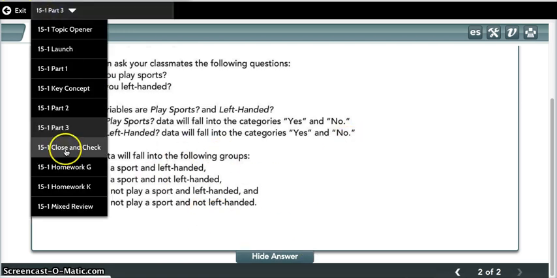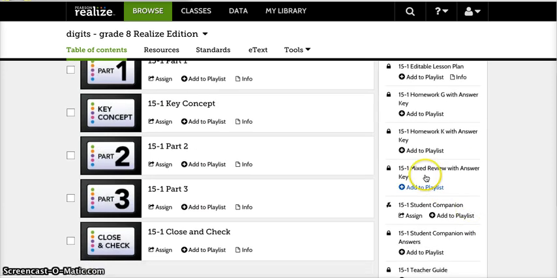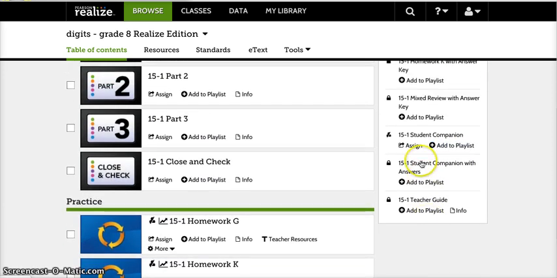Okay. All right. So that's our intro to bivariate data. It's time for you to do your close-in check. So go ahead and grab that and do numbers 1 through 3, and then I will pull up the answer key, which again is not pulling up the normal way. That's okay.